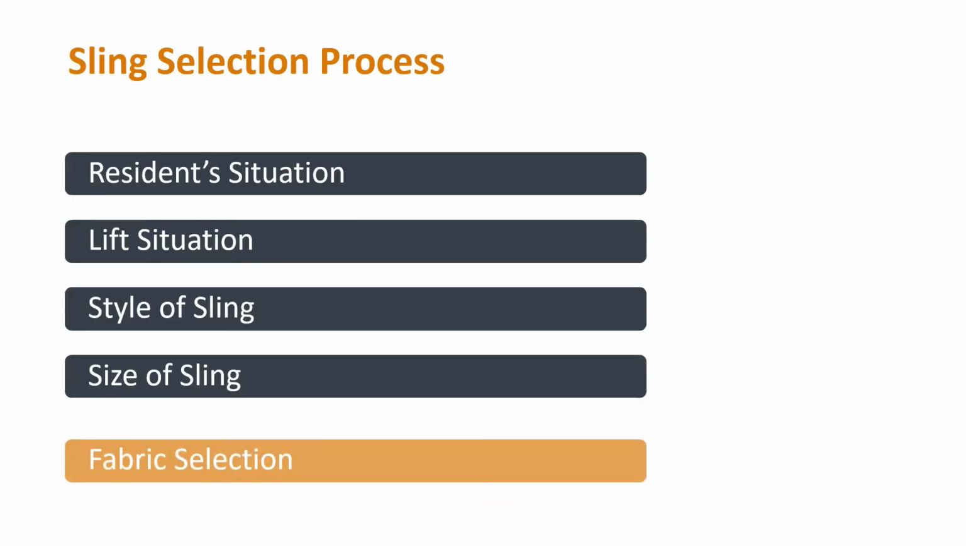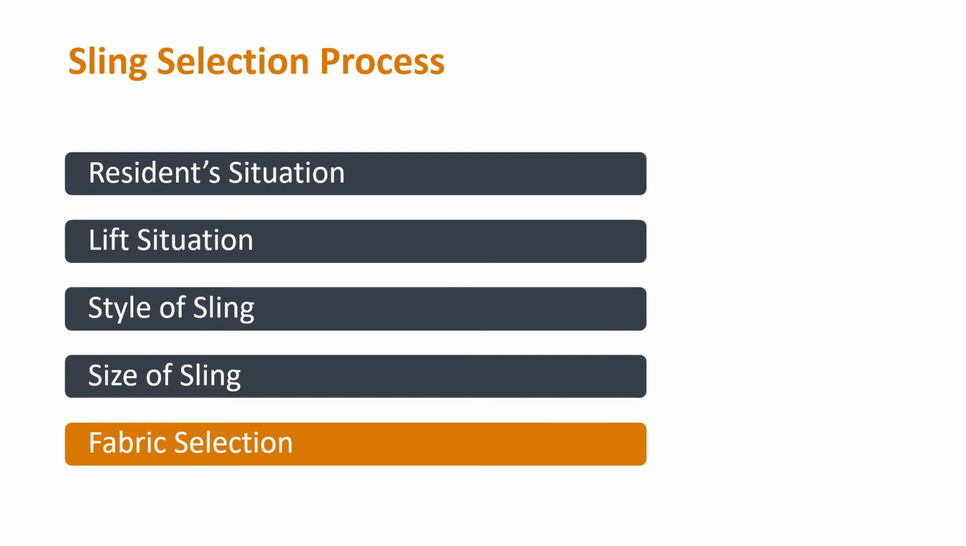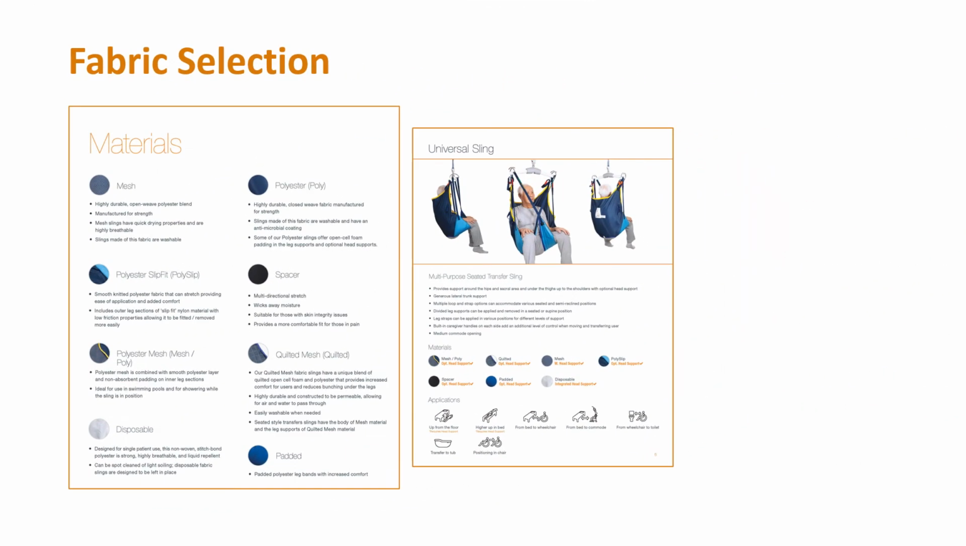Next, sling fabric needs to be picked in the sling selection process. Slings will come in a variety of fabrics. The healthcare professional will select a sling fabric based on the needs of the resident. Let's have a look at fabric options, beginning with mesh fabric.